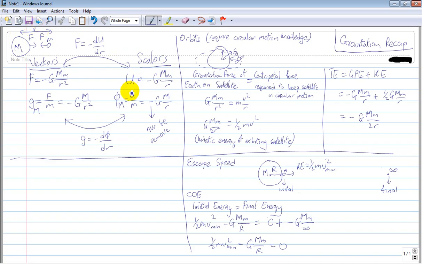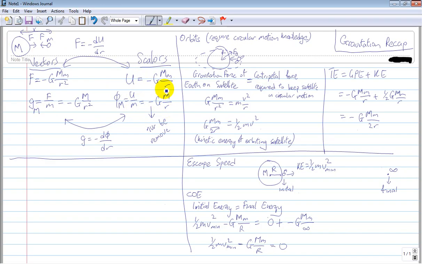Okay, so finally we talk about potential, which is potential energy divided by the mass of the other mass involved. So if I'm interested in potential due to big M, I'll take potential energy divided by the mass of the smaller m. That leaves me with minus GM over r.